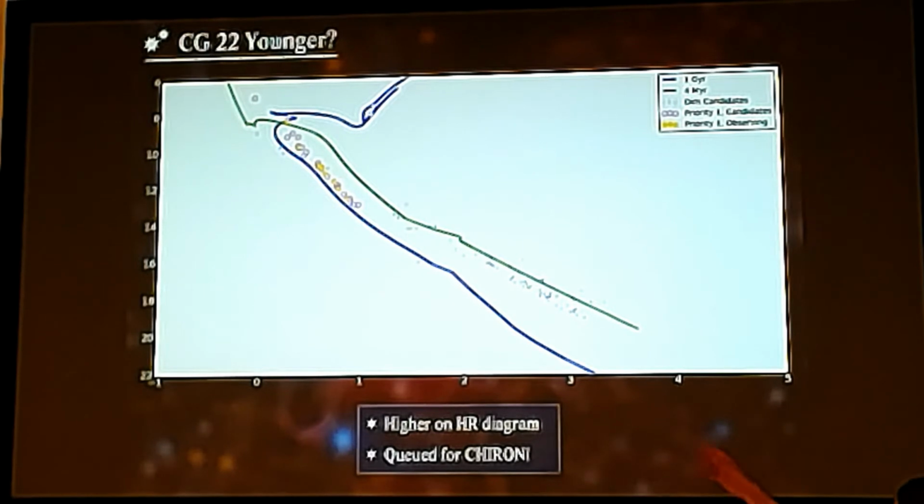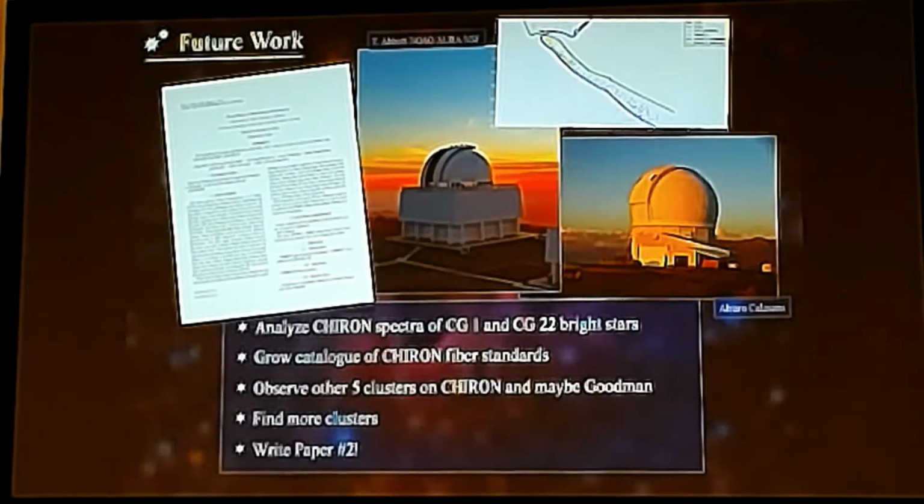But anyway, the ones that seem to cluster around here have apparently been younger. CG30 clustered around there, so maybe this is younger, and we'd definitely like to take a look. This is already queued in Chiron, so fingers crossed that it'll show some neat stuff. Hopefully some lithium, hopefully some emission. So yeah, this is my immediate plan here. I got to finish analyzing the spectra from CG1, and then hopefully soon start analyzing the spectra from CG22.